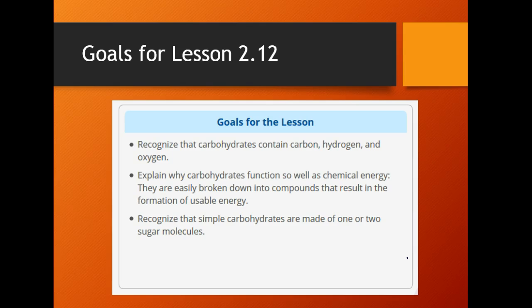So the goals for this lesson is that you would know that carbohydrates contain carbon, hydrogen, and oxygen. You'll be able to explain why carbohydrates function so well as chemical energy. So that's a key point. Carbohydrates are a source of energy. And the reason why is because they are easily broken down into compounds that result in the formation of usable energy that we will call ATP in later lessons. And lastly, you'll be able to recognize that simple carbohydrates are made up of either one or two sugar molecules.